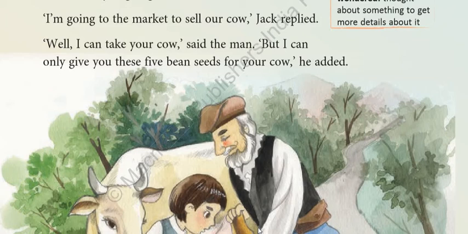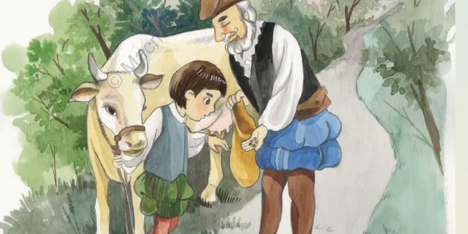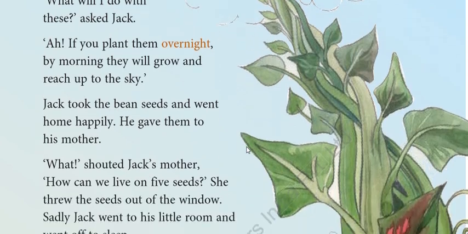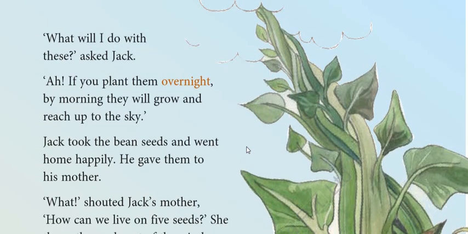Repeat one more time. The old man offered 5 bean seeds in exchange of cow. Now let's see what happened. Did Jack accept the 5 bean seeds or not? "What will I do with these?" asked Jack. So Jack asked the old man what he will do if he accepts the 5 bean seeds. So in exchange of cow, is he getting the 5 bean seeds?